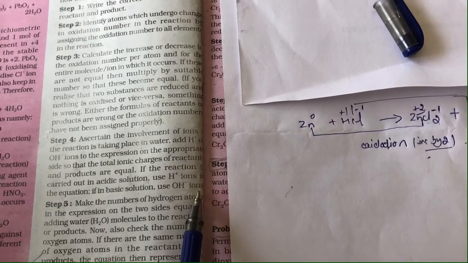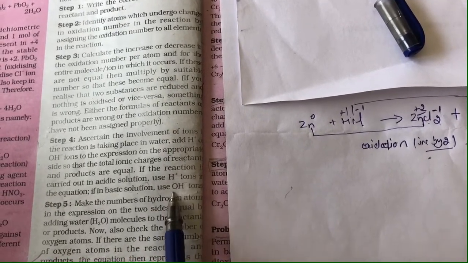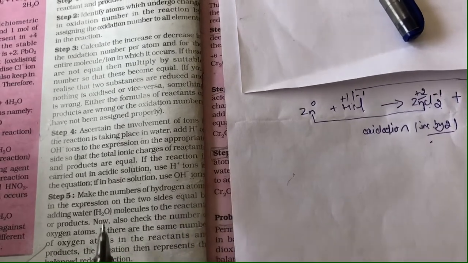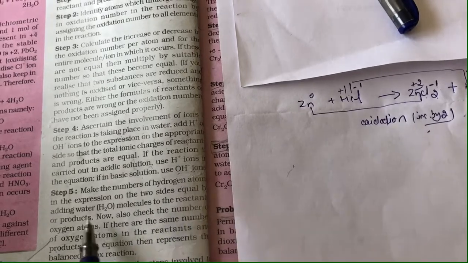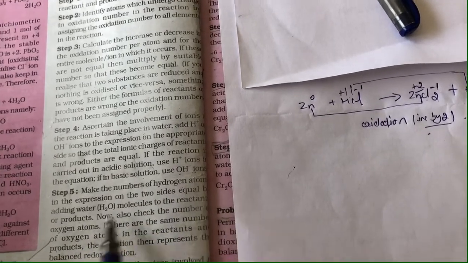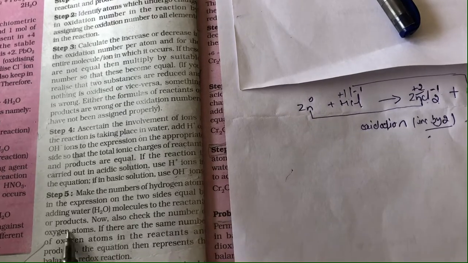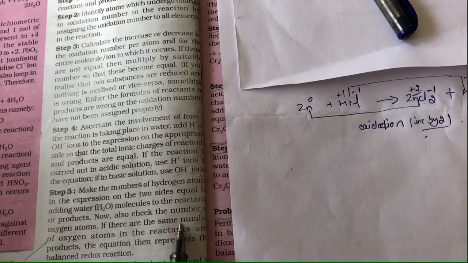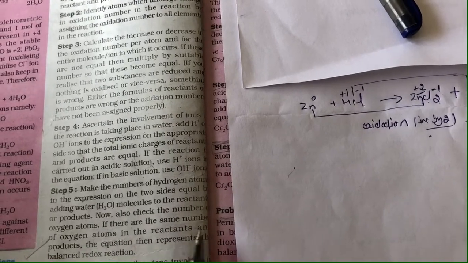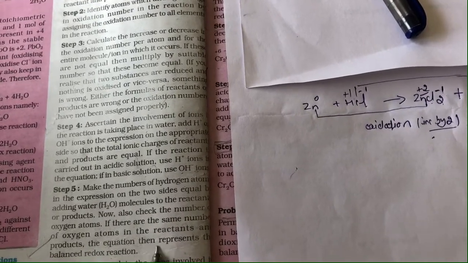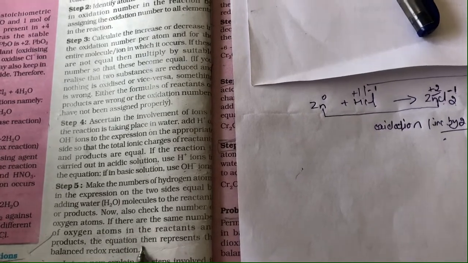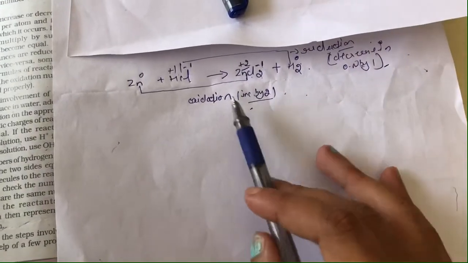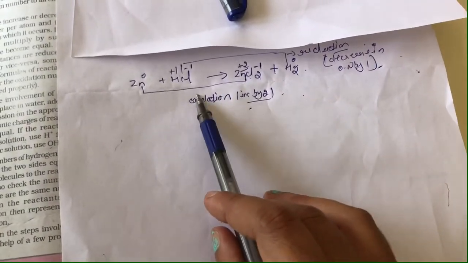Clear? Means we have to add hydroxyl ions on the side which is deficient in oxygen, and then make the numbers of hydrogen atoms in the expression on two sides equal by adding a water molecule to the reactant or products. Now also check the number of oxygen atoms. If there are the same numbers of oxygen atoms in the reactant and product, then the equation represents the balanced redox reaction. Clear?